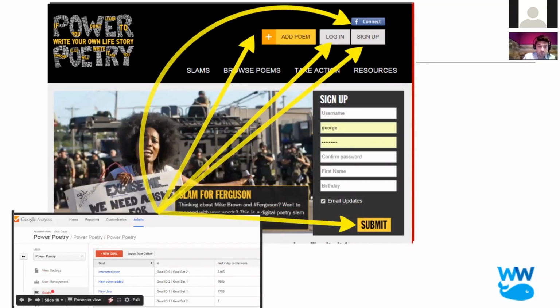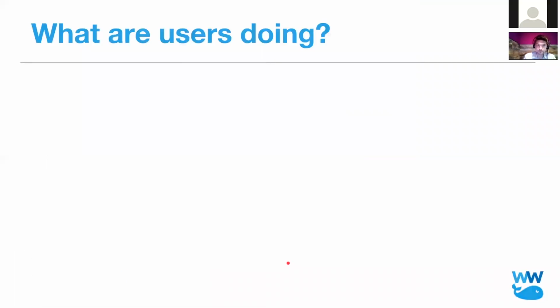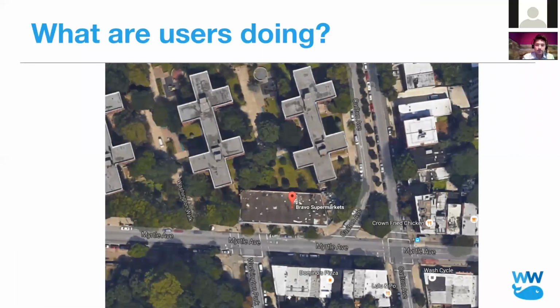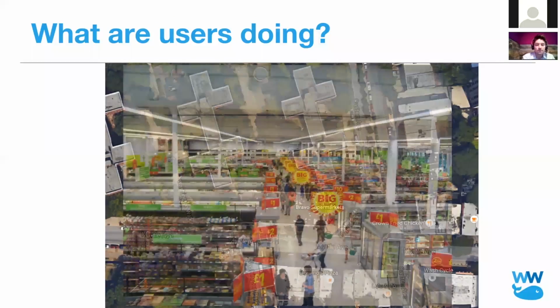This lives in our admin section. And the goals section will often be showing you screenshots of where you can get access to these things. I want to make sure we understand this at a high level, what we're trying to figure out, or what users are doing. And so if we ran the good old Bravo supermarkets on Myrtle Avenue, and this is our website, without Google Analytics, this is basically what we get. We kind of understand cars drive up, people walk in and out, but stuff happens. We kind of know we make money, but that's about it.